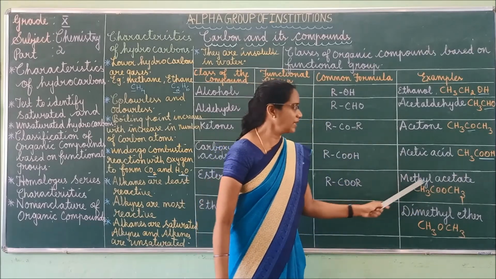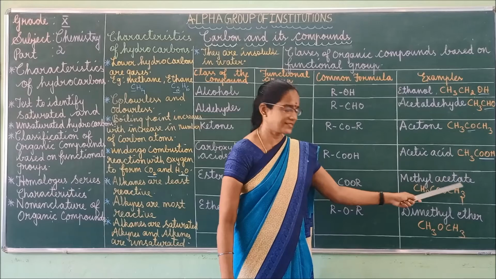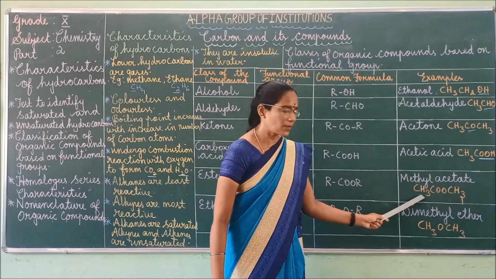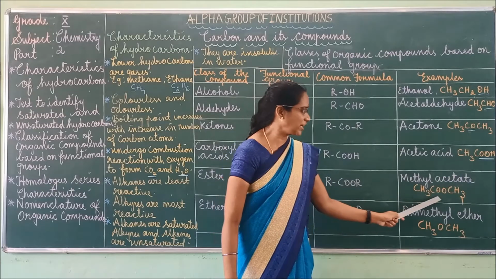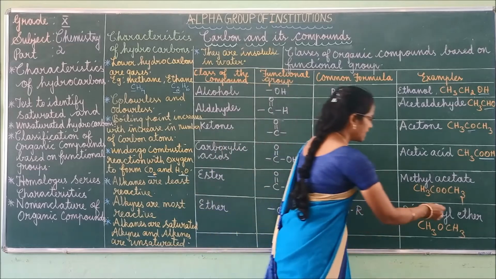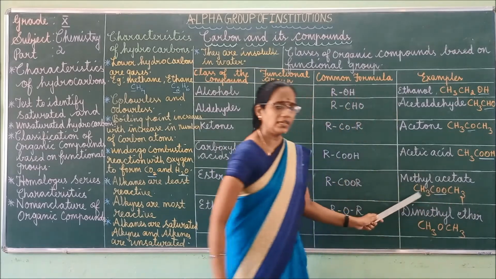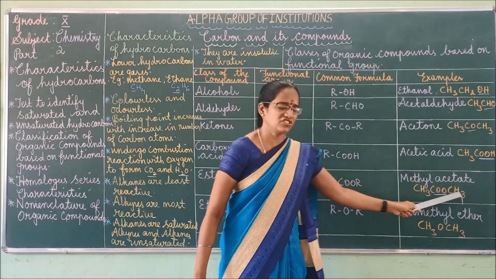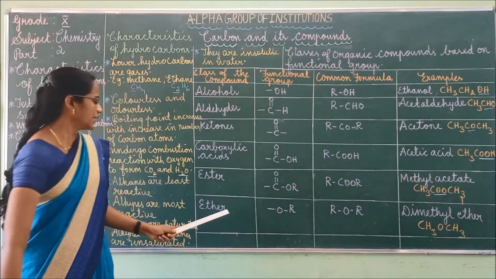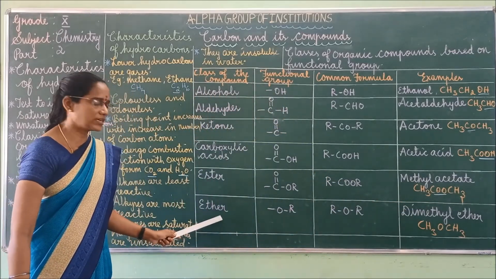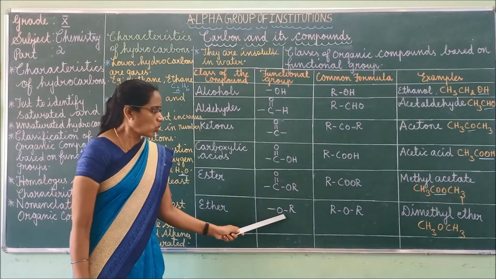Example, methyl acetate, and its formula is CH3COOCH3. Got it? Right. Next one, ether. The last one is ether.